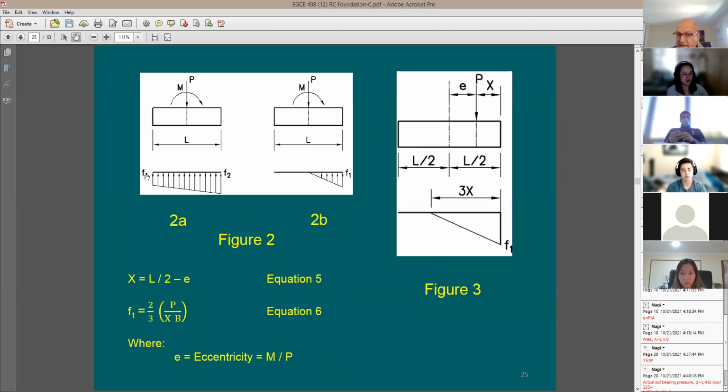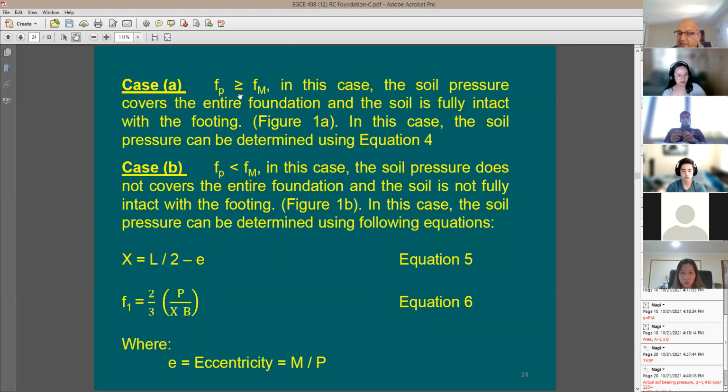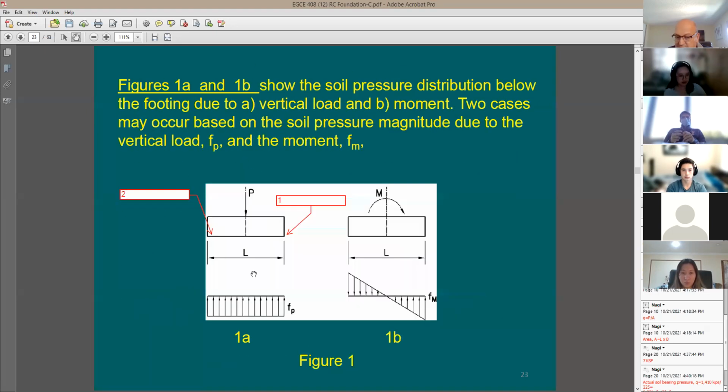So in this case, here's F1 and here's F2. Here you're going to have more compression. Here you're going to have less compression, but you never have tension. Why? Because F sub P in value is going to be greater than F sub M. What do you mean by this? This value here, let's say 5 KSF, and this value, let's say 3 KSF. So you say 5 minus 3, you're going to end up with 2 compression on one side.